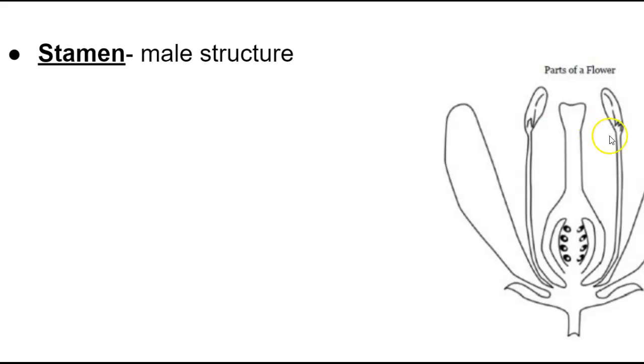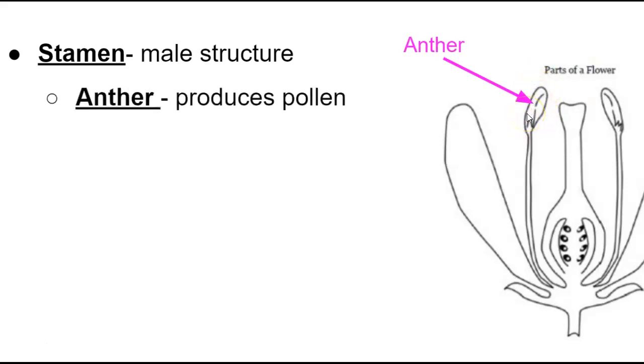So the male structure is called the stamen. The male structure is this whole thing right here, and it's made of different parts. So the first part's the anther. The anther is on the top. What the anther does is it makes pollen. So pollen is the sperm of the flower. So if you're allergic to pollen, you're actually allergic to plant sperm. So those are the cells that are going to fertilize the egg inside of the plant.